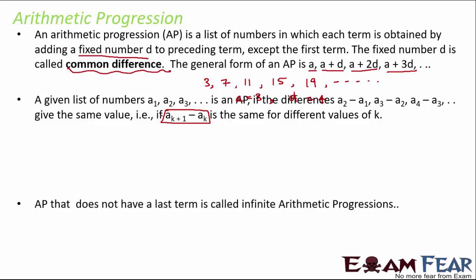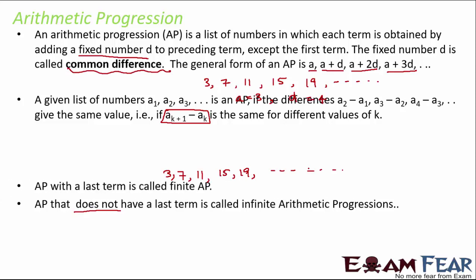Right? Now, an AP can be a finite AP or an infinite AP. Any arithmetic progression that does not have a last term is called an infinite AP. For example, this example is an infinite AP: 3, 7, 11, 15, 19, and so on. You do not really have a last term. It continues. When I put this dot, dot, dot, that means it's going on and on. So that's an infinite AP. Whereas if we have an AP with a last term, that's a finite AP.